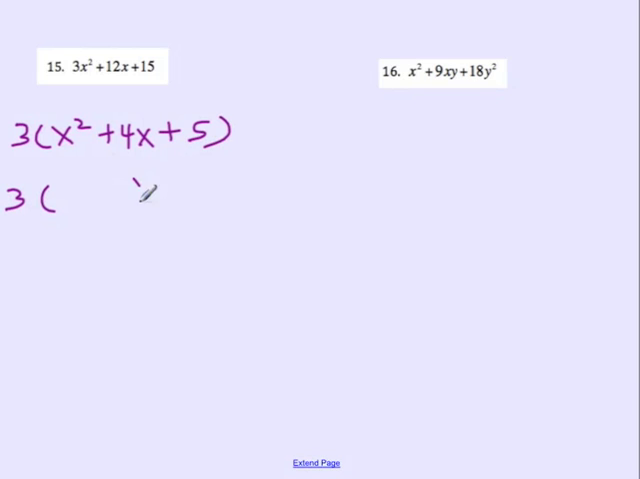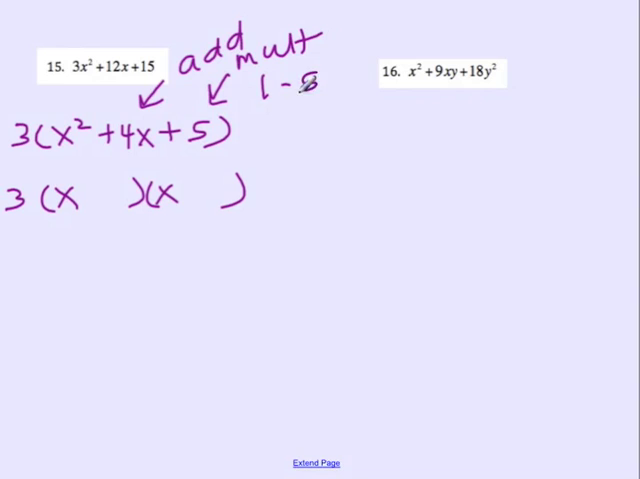And now I would say, can I multiply to 5 but add to 4? My multiples of 5 are 1 times 5. So if I have a 1 and a 5, can I add to 4? Well, I need to multiply to a positive 5, so that means they both have to be positive or they both have to be negative, which gives you 6 or negative 6.